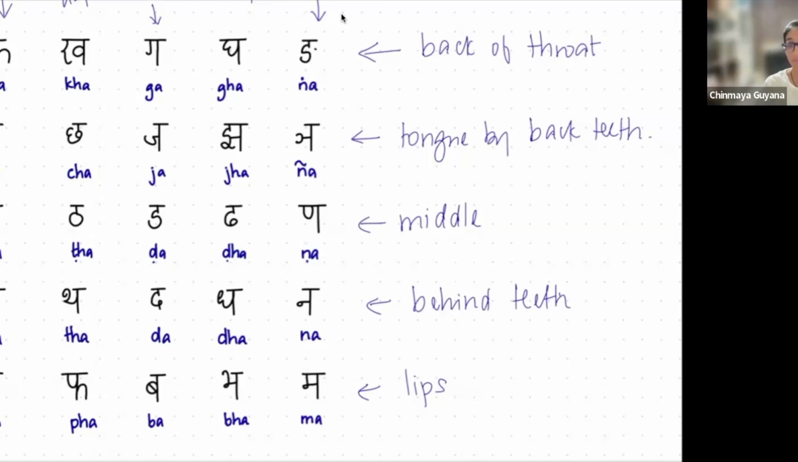I'm going to sing it one more time. Ga, ka, ga, ka, nga. Ja, cha, ja, cha, nya. Da, ta, da, da, na. Da, tha, da, dha, na. Ba, pa, ba, pa, ma. Ya, ra, la, va, sha, sha, sa, ha.